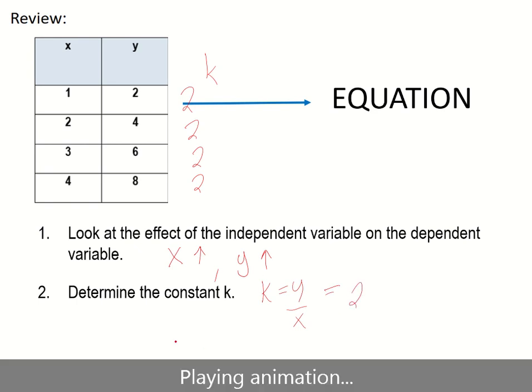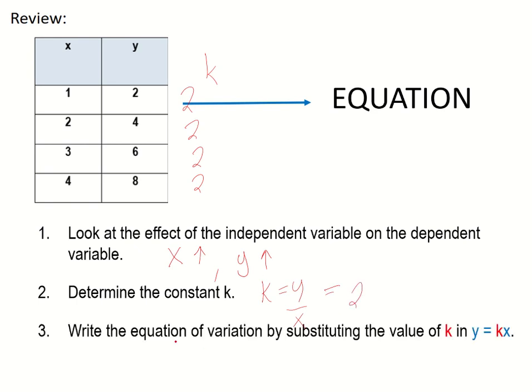And that's the time we can now write the equation of variation in which we are going to replace k in the equation. We have y equals, our k is 2, then x. So that's how easy it is. First, look at the effect of x on the dependent variable, determine the constant, and then write the equation of variation.